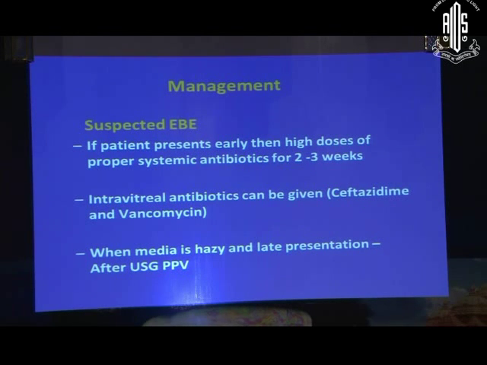The management of endogenous bacterial endophthalmitis is basically a very high dose of systemic antibiotic. We say that the meningitic dose of antibiotic should be given, and intravitreal injections in the form of ceftazidime and vancomycin could be given. When the media is very hazy, one can do ultrasonography and find a lot of exudates in the vitreous cavity. One can go for a vitrectomy and intravitreal antibiotic.